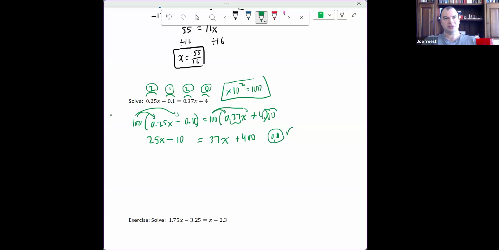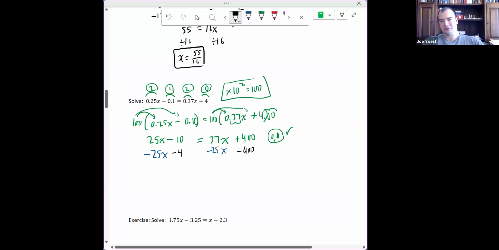I will combine my variable terms, isolate the variable term, and isolate the variable. I'll choose to move the 25x, again, just because that gives me a positive coefficient. That'll put my variable terms on the right side. So I want my constant term on the left side. So I'll subtract 400 off to get that 400 off the right side and onto the left side. This nets out to give me 37 minus 25 is 12x on the right, my 400s go away.